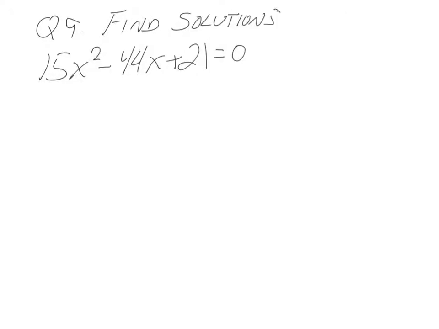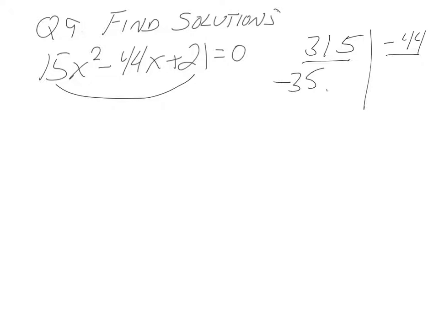For question 9, we want to find the solutions. This one's a little intimidating because we're working with some big numbers. But remember, we multiplied the outside, so 15 times 21, which equals 315. And it has to add to negative 44, the factors of 315. And those, I'm going to do this quickly, but it might take you a while, would be negative 35 and negative 9. So we rewrite the problem.